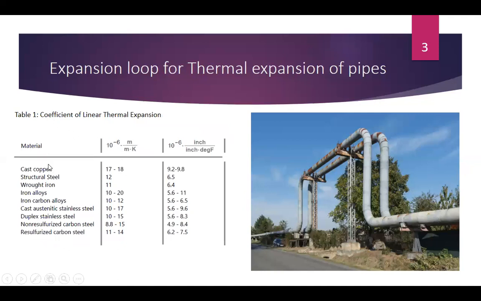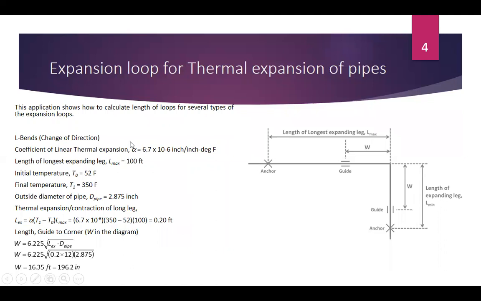So, for the material, andito siya, cast iron, structural steel, wrought iron, iron alloys, iron carbon alloys, carbon oxygenated steel, duplex stainless steel, non-desulfurized carbon steel, and desulfurized carbon steel. So, this is the value. So, dagdagan nyo lang itong value nito ng 10 exponent negative 6. Ito naman in SI and in English units. So, this application shows how to calculate the length of loops for several types of expansion joint.